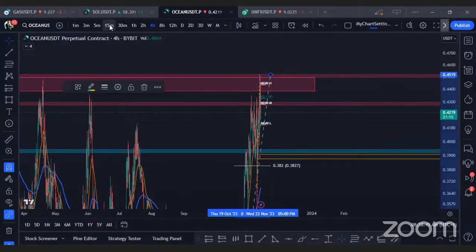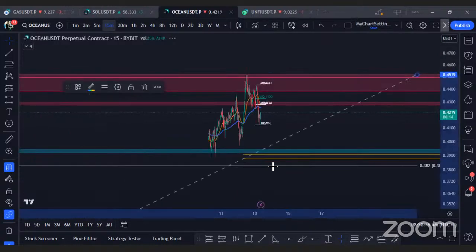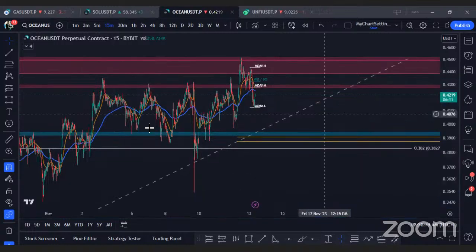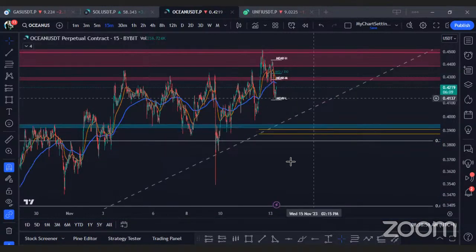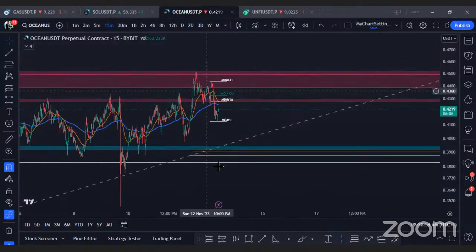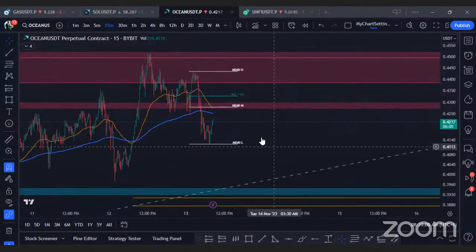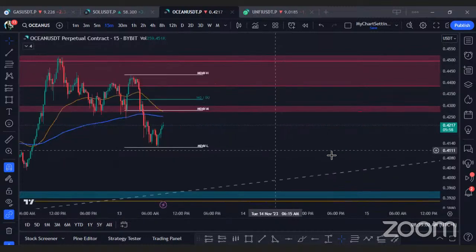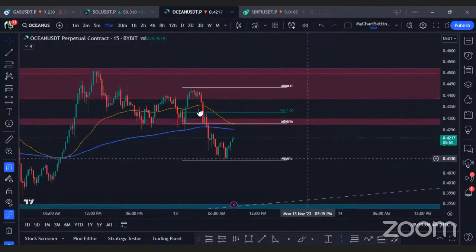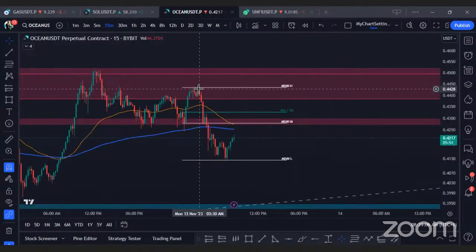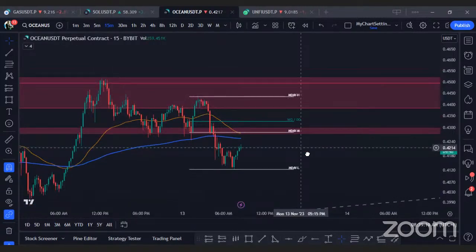So we can be targeting 382, this first line you're seeing here, which is where we'll be consolidating for a while. I want this stuff to come back, bounce here, and then we'll go to the upside. The way it is right now, because we've gone far, we're not going to take a short trade, but anything between this level of 0.44 down there, that is where we'll be looking for short.